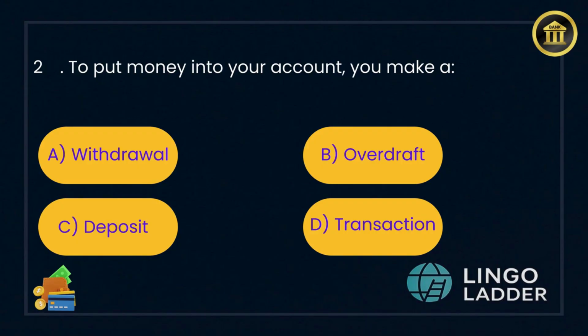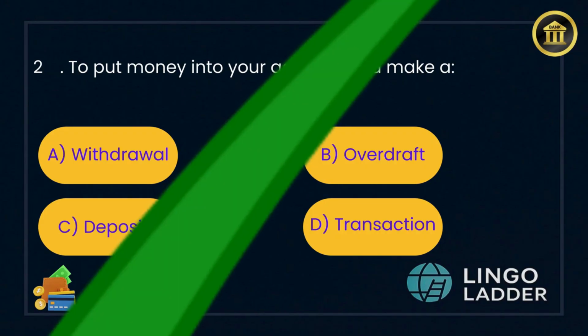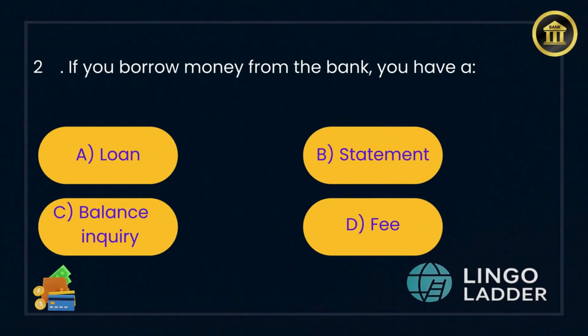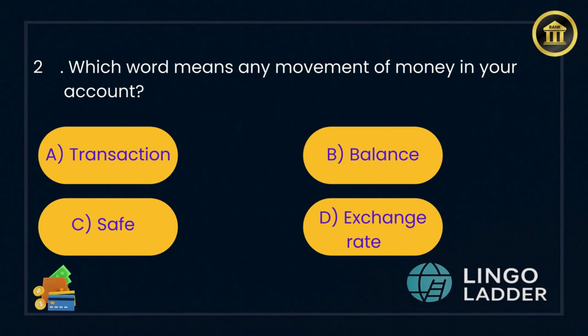20. To put money into your account, you make a deposit. 21. What do you fill out when you want to put money in the bank? Correct answer is deposit slip. 22. If you borrow money from the bank, you have a loan. 23. Which word means any movement of money in your account? Correct answer is transaction.